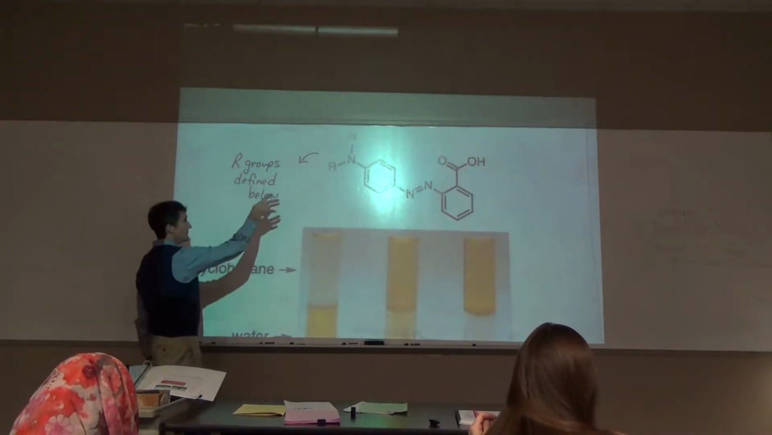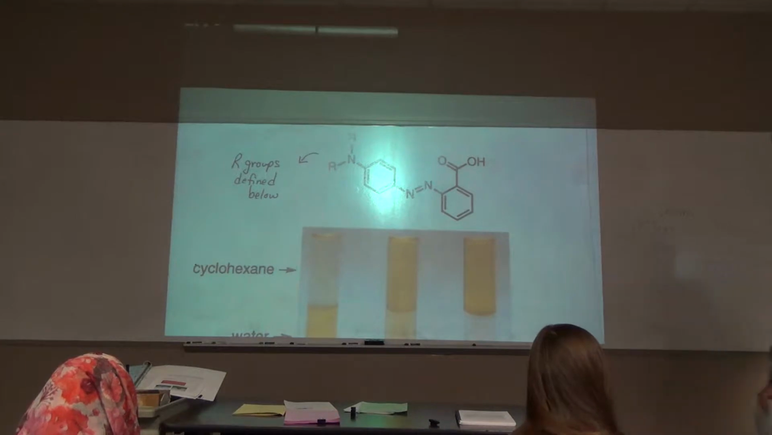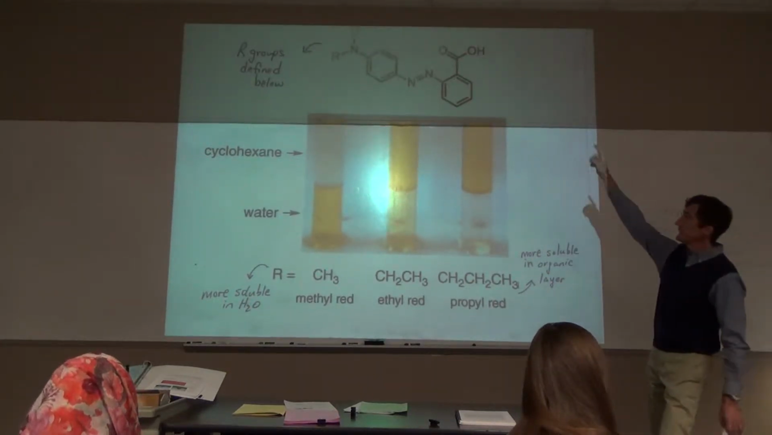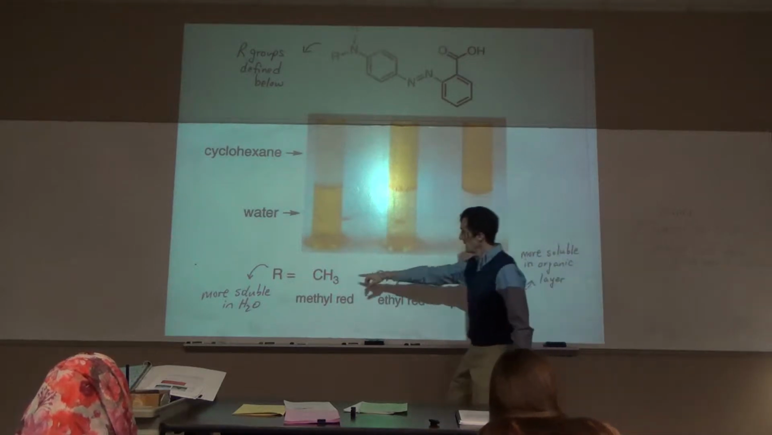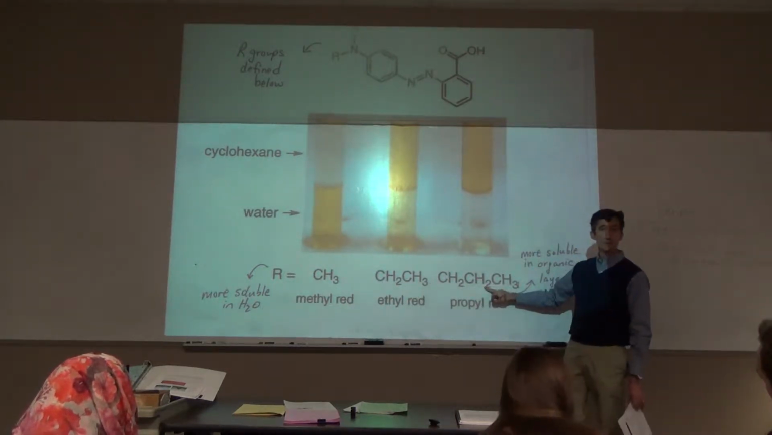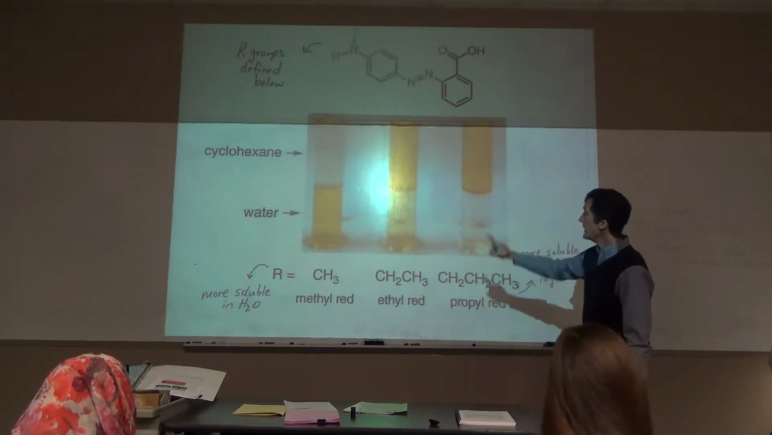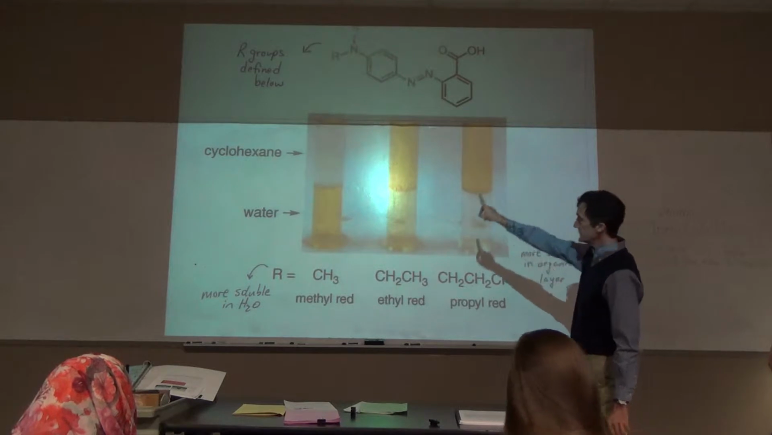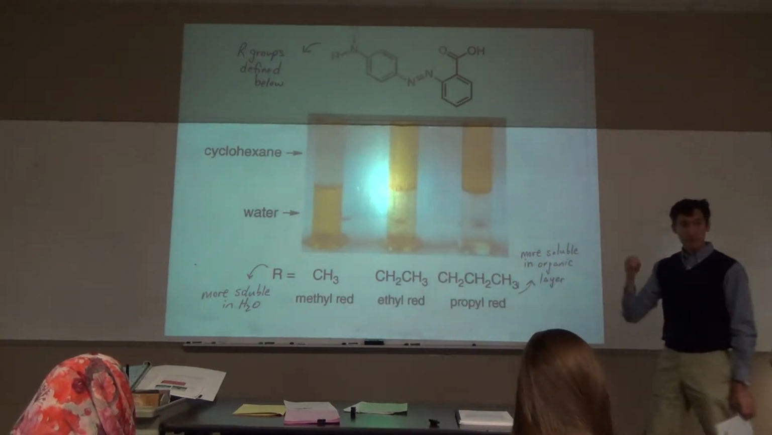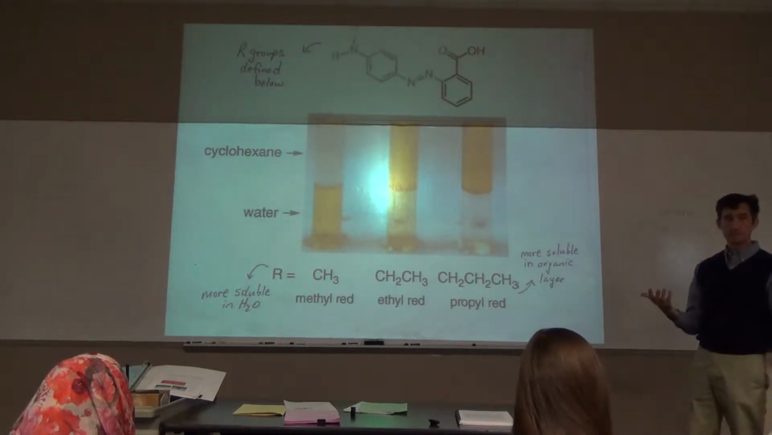A lot of times R needs to be defined somewhere. It's defined below here. And so really you have three different compounds. R being two methyls, two ethyls, or two propyls. Nomenclature video. Okay. If it's two methyls, it's called methyl red. These compounds are red when they're solids, but when they're dissolved, they tend to be more yellow.